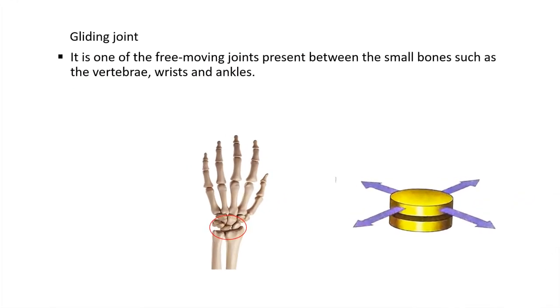Gliding joint. It is one of the free moving joints present between the small bones such as vertebrae, wrist and ankles. They help the bones to glide or slide against each other. They enable us to bend sideways, forward and backward, and also help us twist and turn.